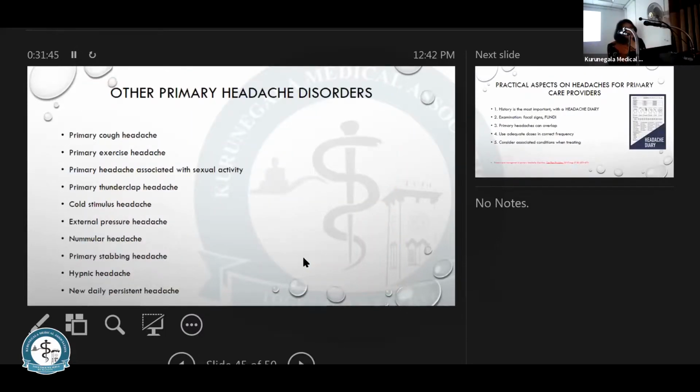These are the other primary headache disorders, which are really not common, but are included in the primary headache variety. The cough headache, exercise headache. Of course, with this exercise headache, the headache associated with sexual activity and all, we need to image them to look for secondary causes as well. If the imaging is negative only, we categorize them as primary headache disorders.